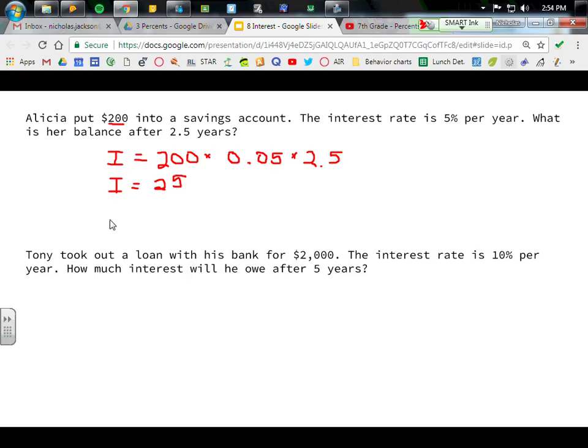Now to find your balance, you're going to add your interest to your principal. 25 plus 200 is going to be $225.